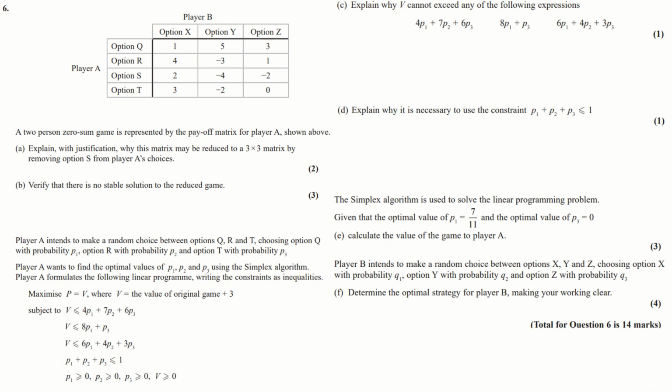So only 2 questions left. We've got the game theory question here. Why can this be reduced to 3 by 3? This is a domination question, right? You look for a row here. You know it's going to be a row because there are more rows than columns. Look for a row that's dominated by another row.